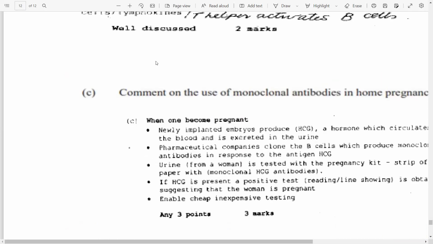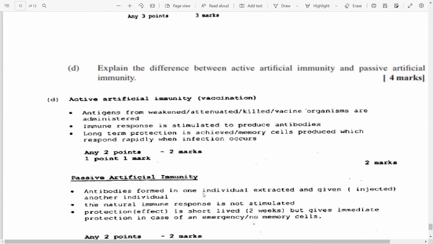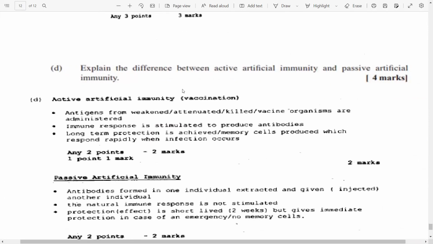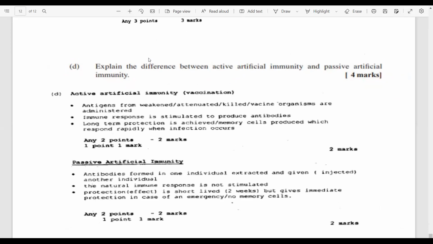All right. And finally, explain the difference between active artificial and passive artificial immunity. So active artificial immunity is vaccination, where antigens from weakened, attenuated, or killed organisms are administered. The immune response is stimulated to produce antibodies. Long-term protection is achieved. Memory cells are produced which respond rapidly when infection occurs.